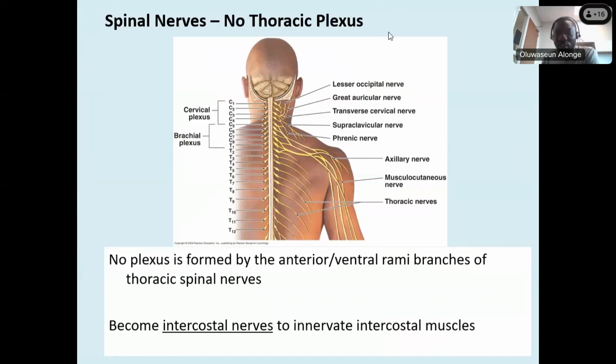Now, there's no plexus that we call thoracic plexus, right? So no plexus is formed by anterior ventral rami of the thoracic spinal nerves. They become intercostal nerves. And you know that intercostal nerves are nerves that supply the intercostal muscles, all right, that are responsible for respiration.